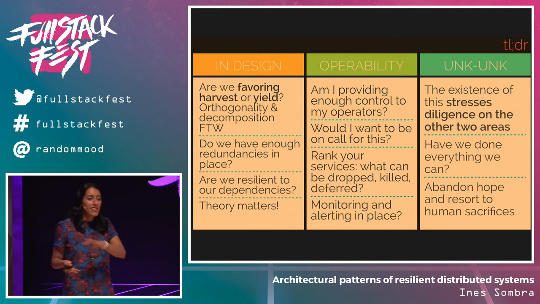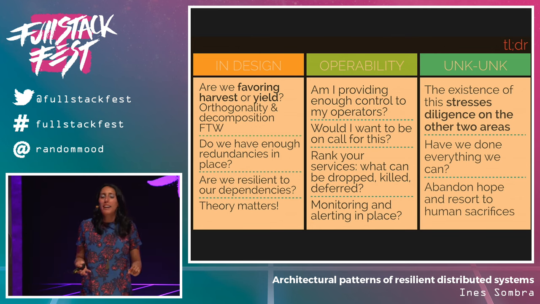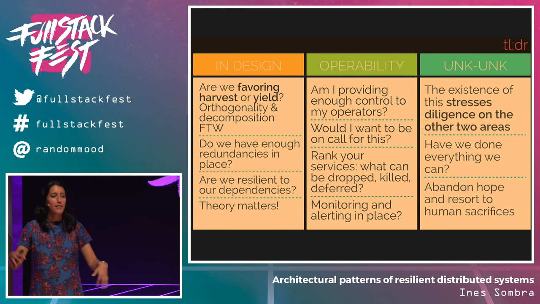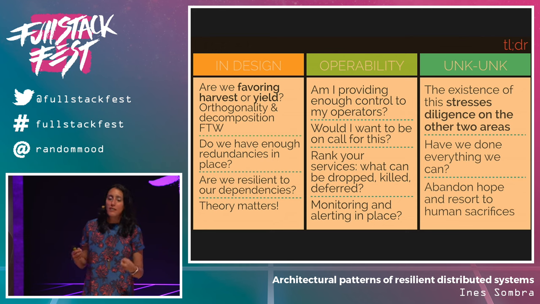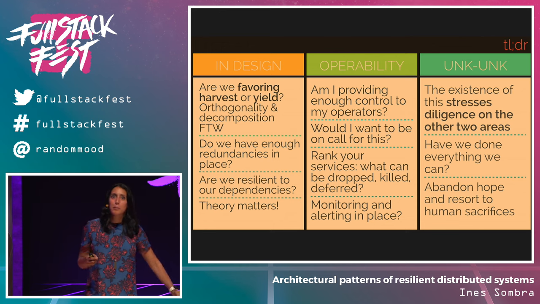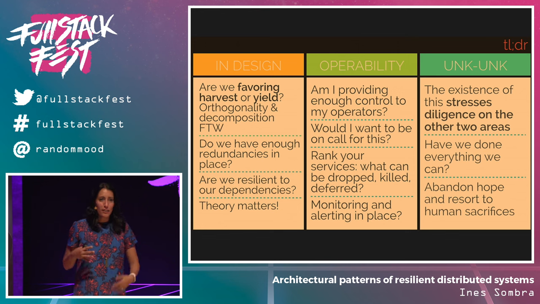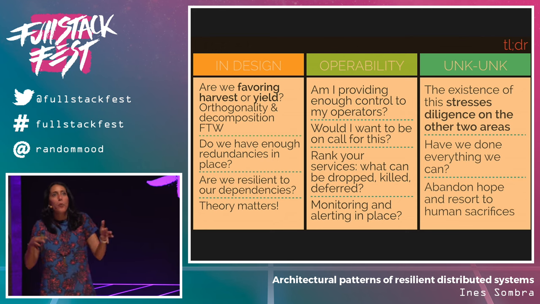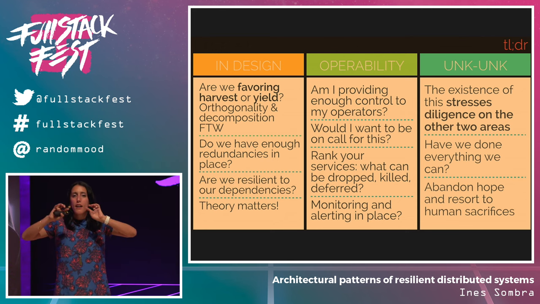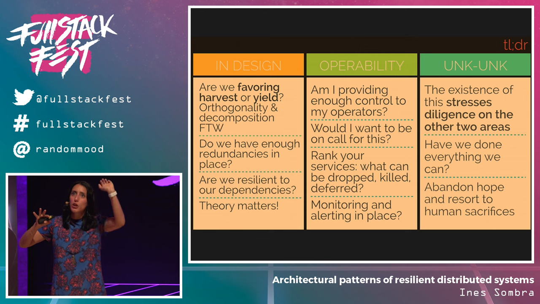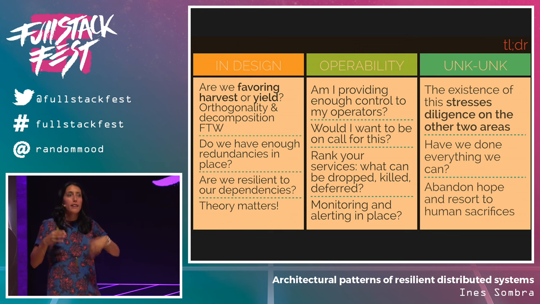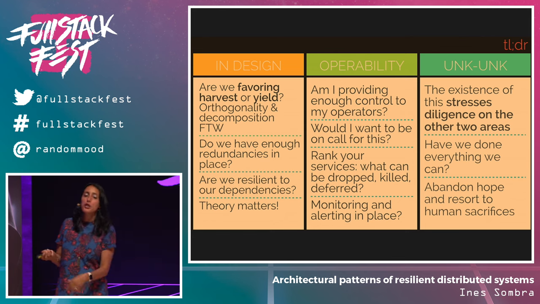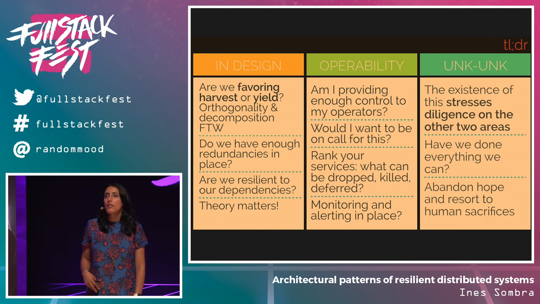Once you're on call, everything that is shitty in your system will wake you up at the craziest times of the day. So that motivation is real. So I think people should be on call for their own applications, especially if you're responsible for it. You should rank your services in terms of what can be dropped. When you're talking about harvest and yield, if you have things that are not important and you can just drop them and shed them when you are in situations that are problematic, then your system can continue to make progress as well. And monitoring and alerting are very important.